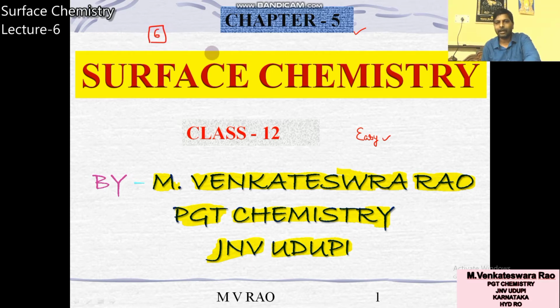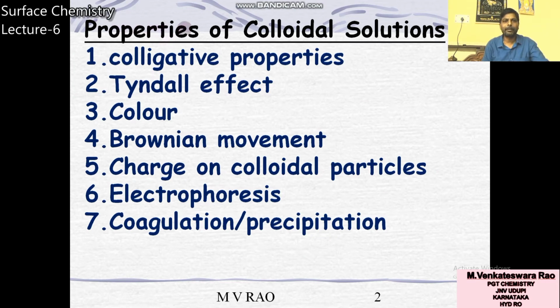In the last class I explained the properties of colloidal solutions: colligative properties, the Tyndall effect, colors (why colloids exhibit color), Brownian movement, and charge on colloids, that means positively charged and negatively charged colloids. Then electrophoresis, the movement of colloidal particles towards the opposite electrode. The seventh property, coagulation, was started in the last class.